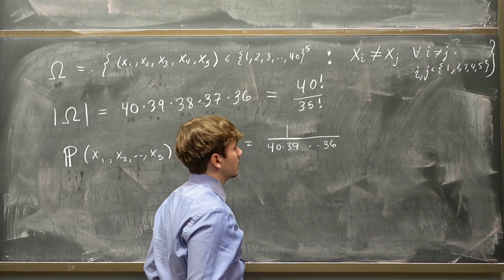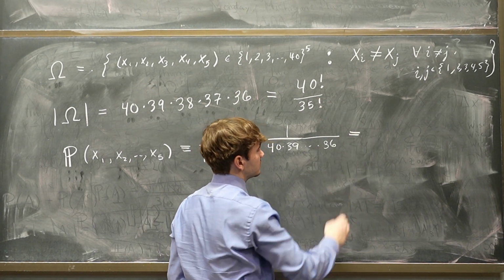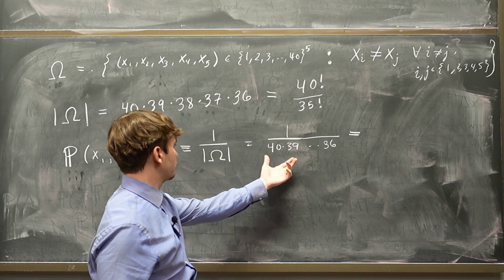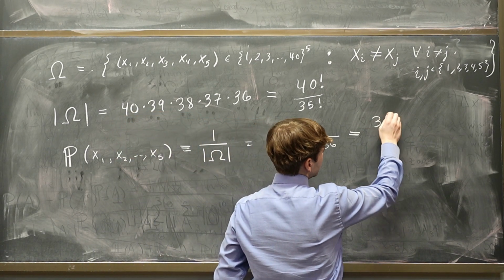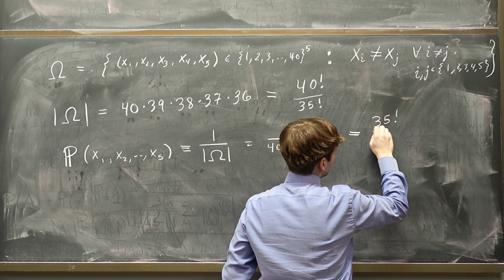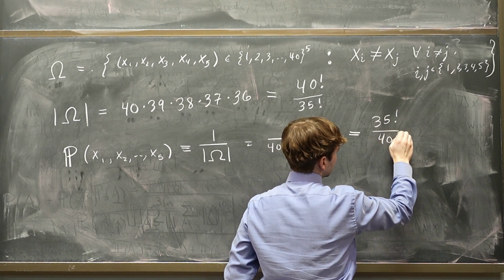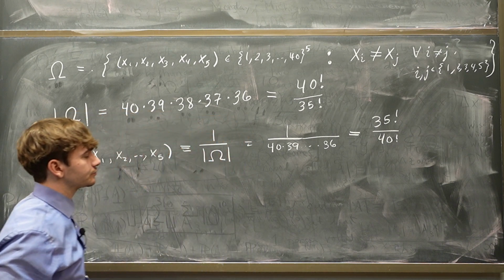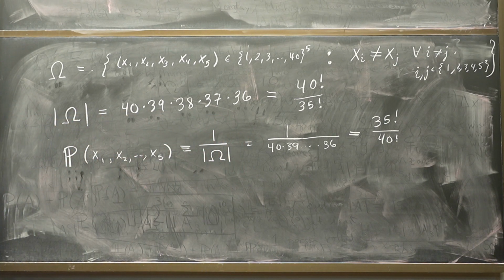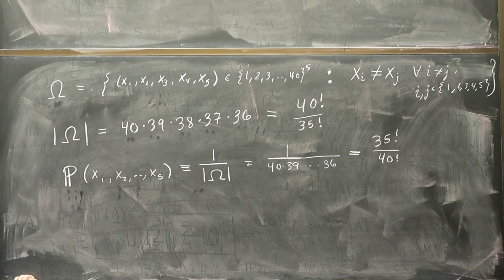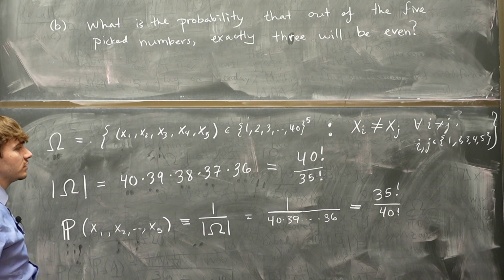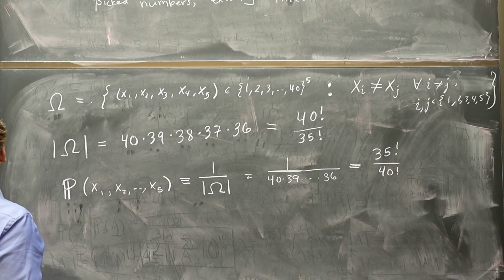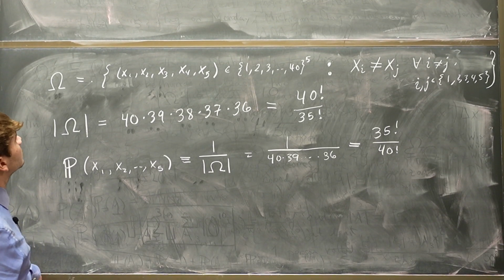Okay, and then in a similar fashion, if I have 1 over the size of my sample space, then this is just 35 factorial over 40 factorial. All right, so this specifies my probability and my sample space, which is what they wanted for part A. So let's move on to part B.